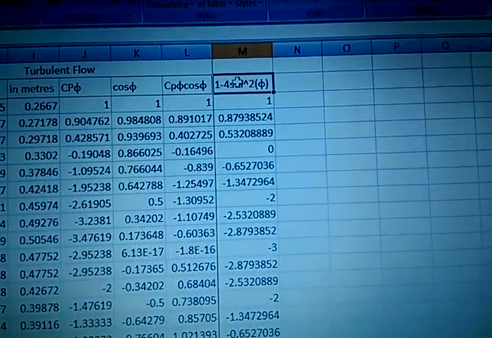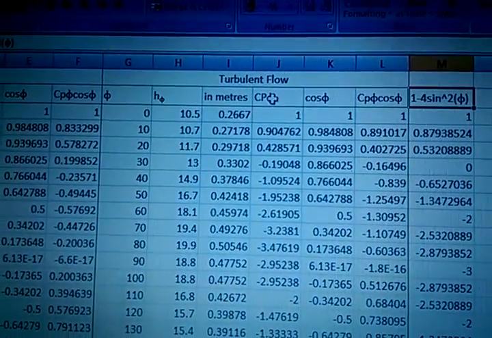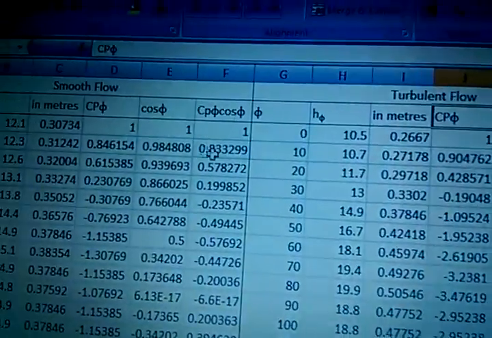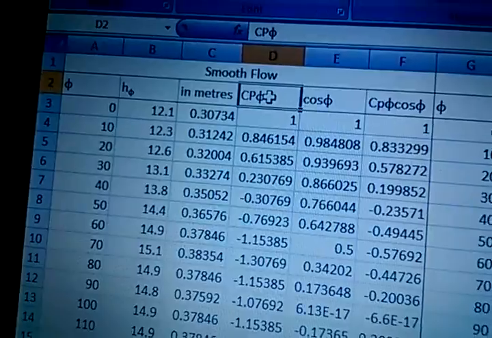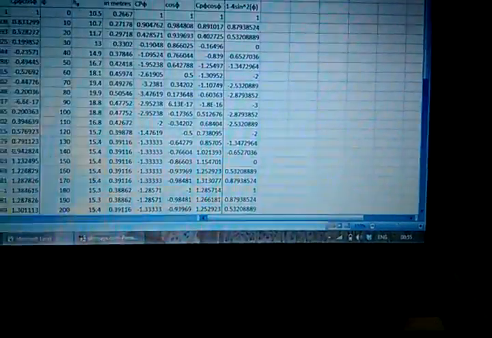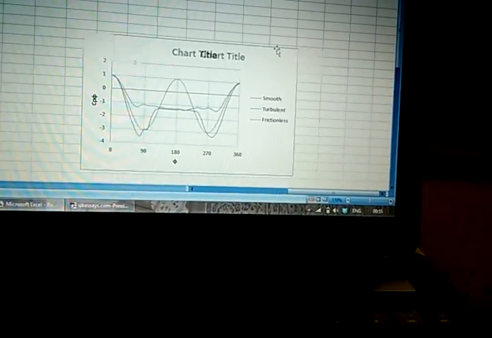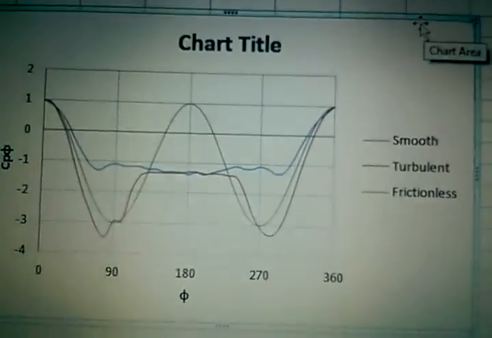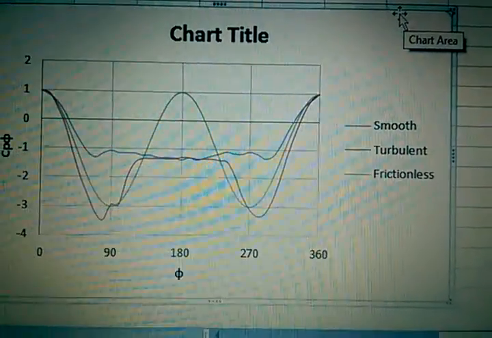So this is the frictionless one. This one is my turbulent one. And this one is my smooth flow one. And I'm going to plot those on one axis against theta. And it looked like this. That's what I got. Okay?